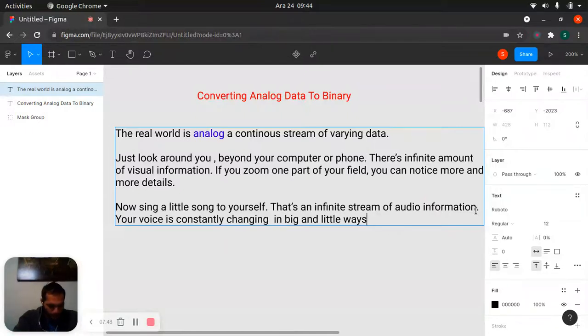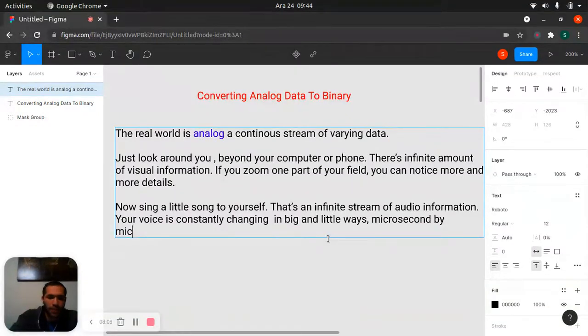Let's go on again, and I will say changing in big and little ways, microsecond by microsecond. You can think like that. It is with microseconds that we can represent it.